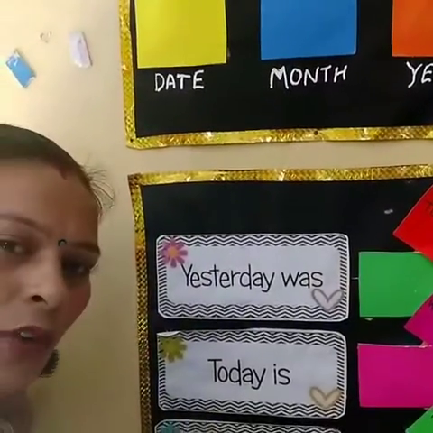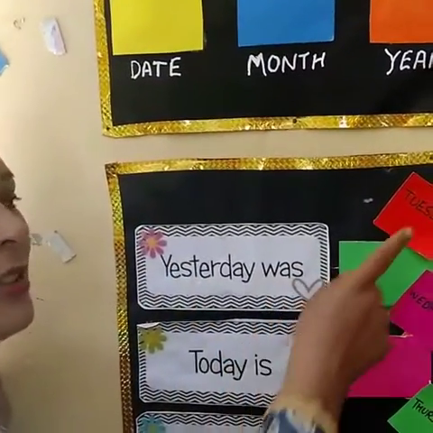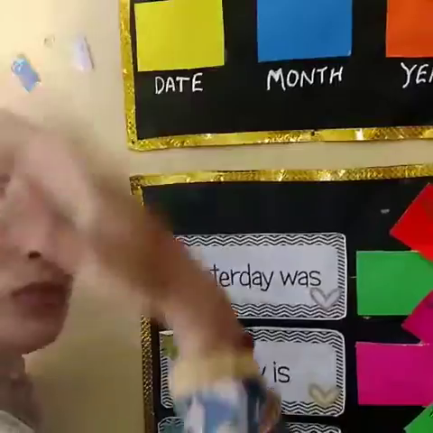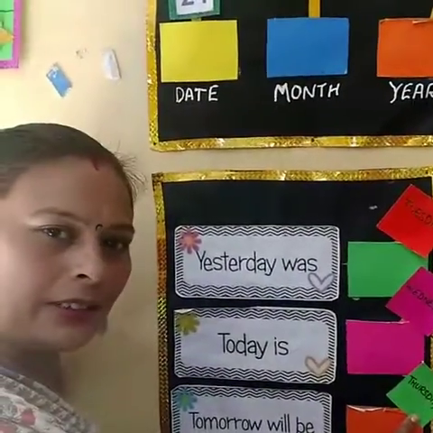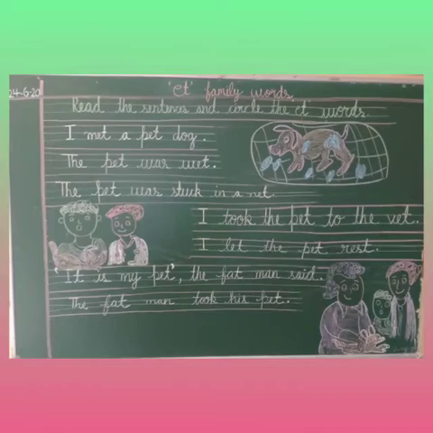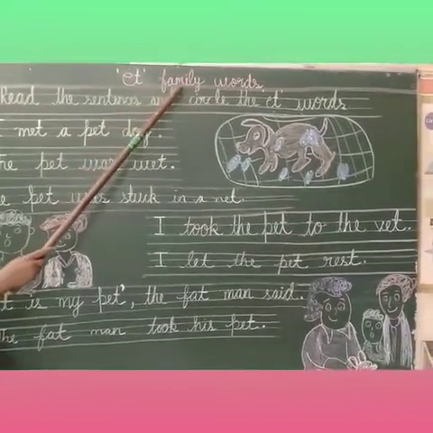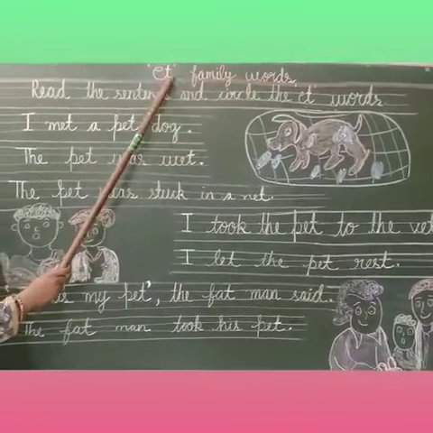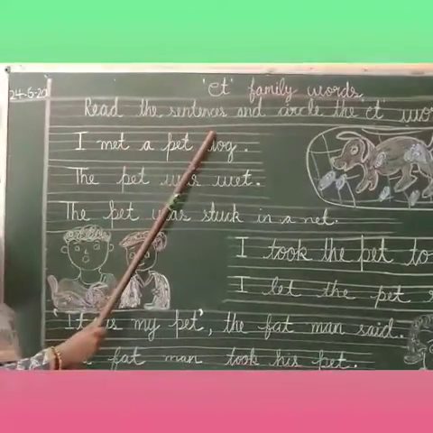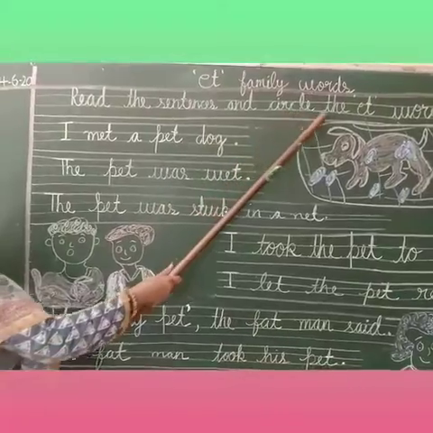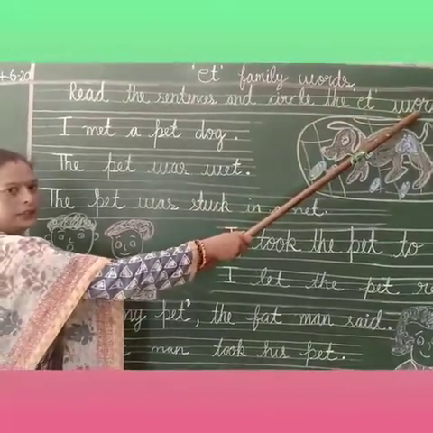And yesterday was Tuesday. And tomorrow will be Thursday. At family words. Read the sentences and circle the at words.